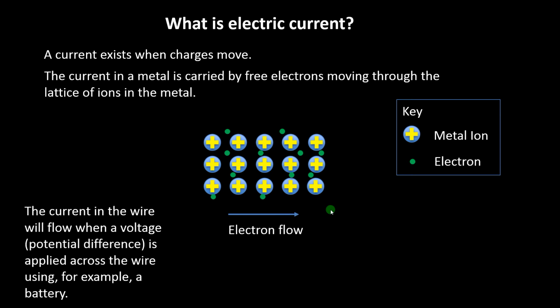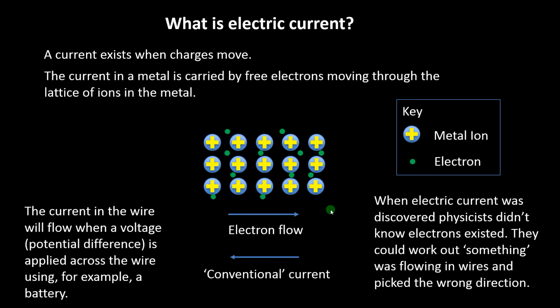So what causes that to happen is that if we put a voltage across the wire, in other words, if we connect a battery or a cell to either end of the wire, then that will cause the electrons in the wire to flow in that way, and then we have a current in the wire. So we really must be clear that what's causing the current to flow is this voltage or potential difference across the wire. That's the cause, and the current is the effect.